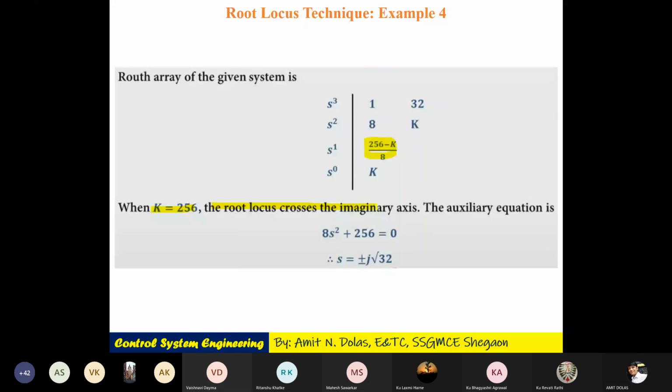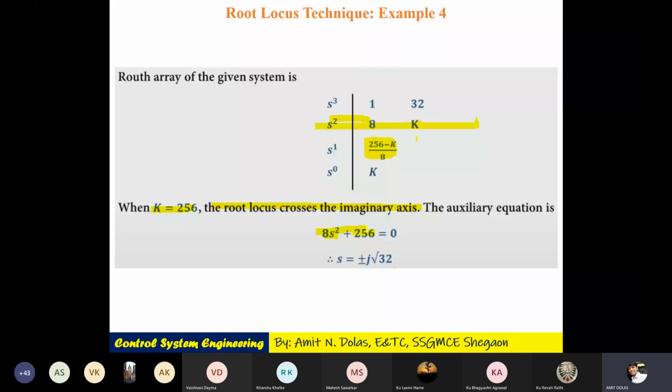Therefore, what we do, if this is 0, then we go for the auxiliary equation of just above row. So how to write the auxiliary equation? It will be 8 into s square plus k. And what is k's value? It is 256. It is 8 into s square plus k is equal to 0. And k value is 256. That's why I kept it 256.